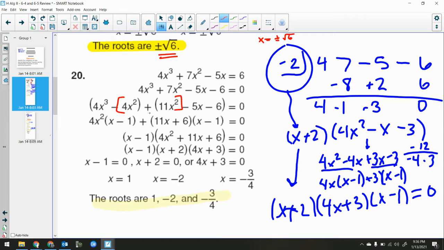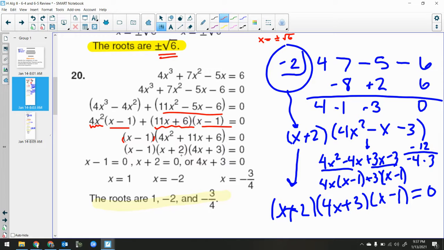It took 7x squared and broke it up as -4x squared and +11x squared. And the reason it did that is so that when we factored by a GCF here, you'd get an x minus 1, and then this factors into 11x plus 6, 11x minus 1. And look, I have a common factor of x minus 1. Both of these products have x minus 1 in it. And then you can pull out that x minus 1, and what's left over? 4x squared plus 11x plus 6, which also factors.